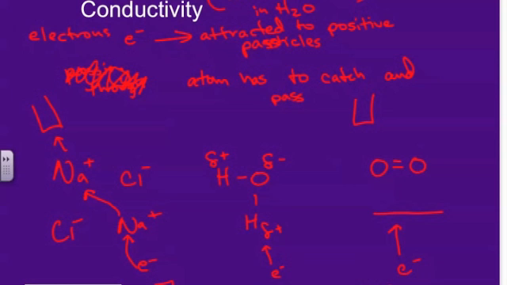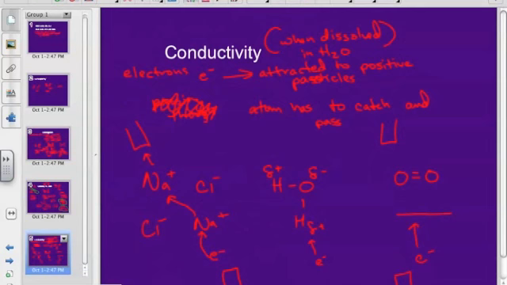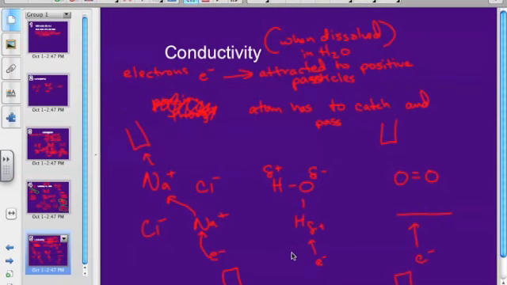And there you have it. So everything links back to charge distribution, whether electrons are being transferred, whether they're being shared equally or unequally. That determines whether something has a certain property or not.